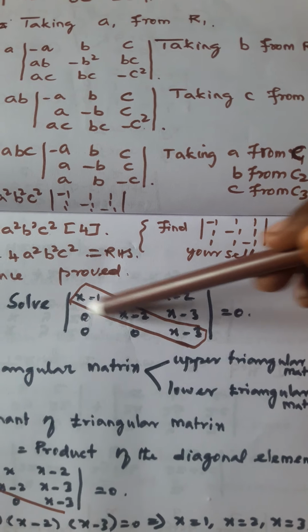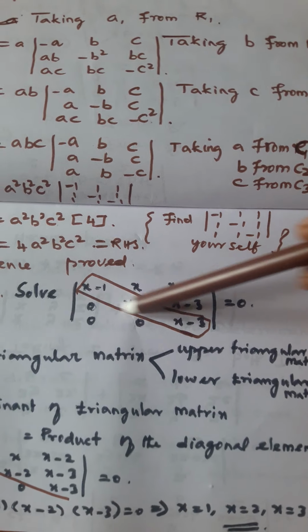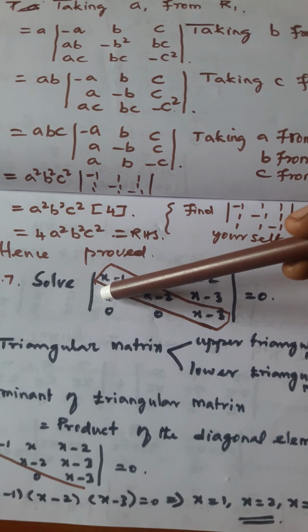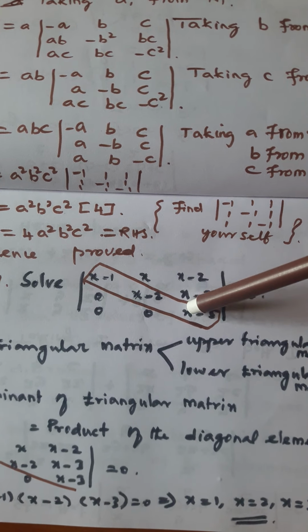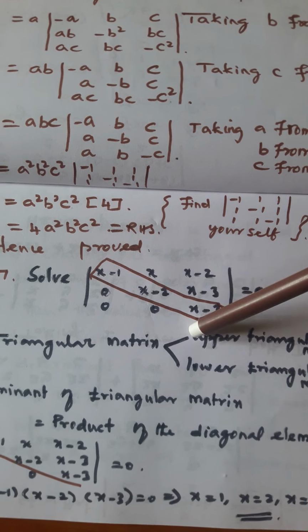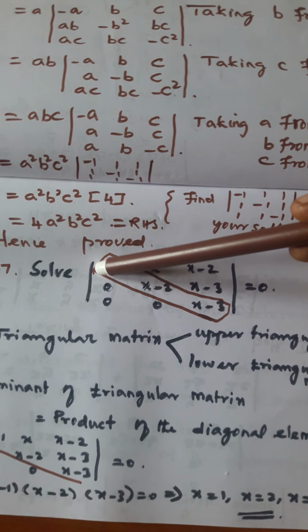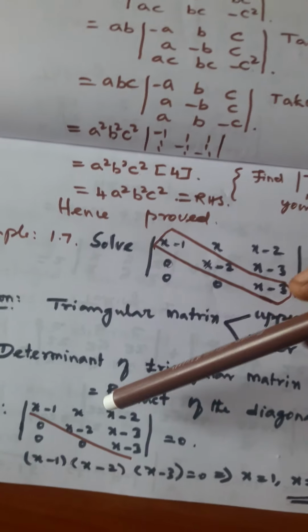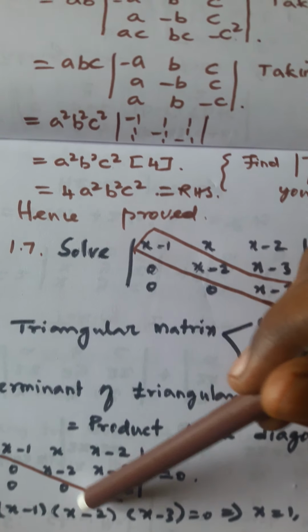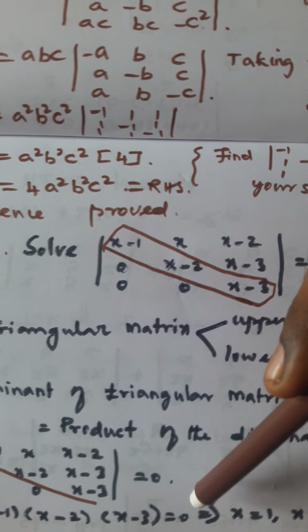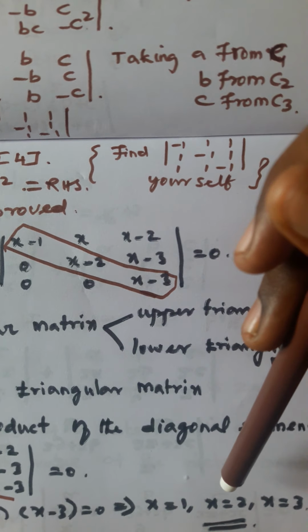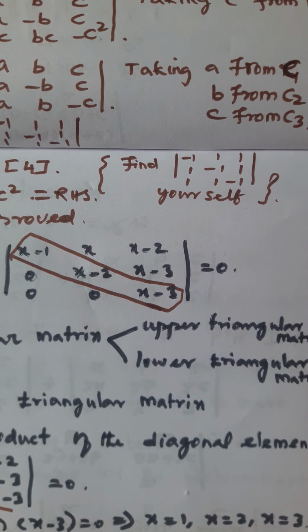This is called the trace. We will use the word trace of the determinant. So here you have 3, 0, or here you have 3, 0. The determinant expansion will be the product of these three numbers. So the determinant becomes (x minus 1)(x minus 2)(x minus 3) equal to 0. That implies x is equal to 1, x is equal to 2, and x is equal to 3.